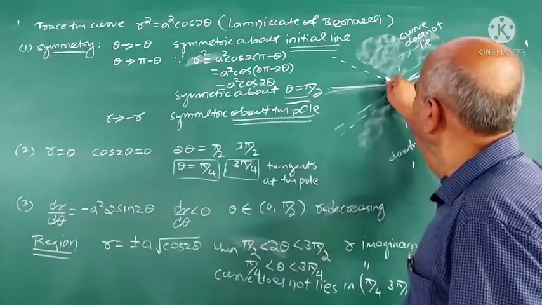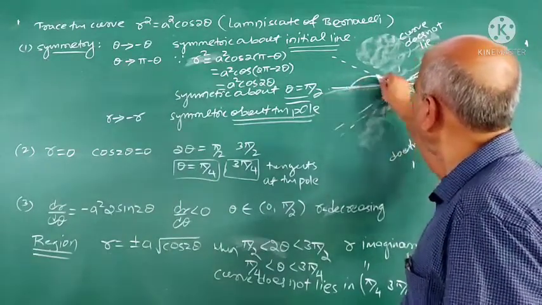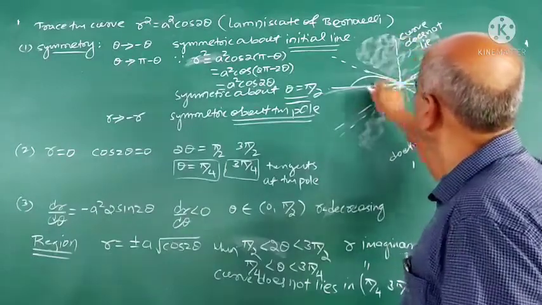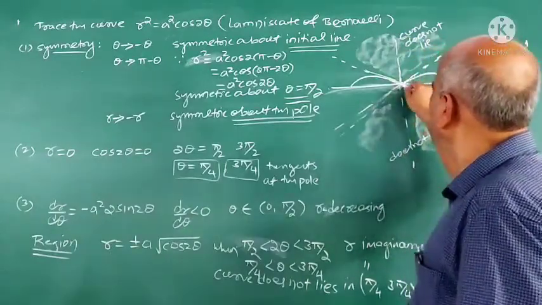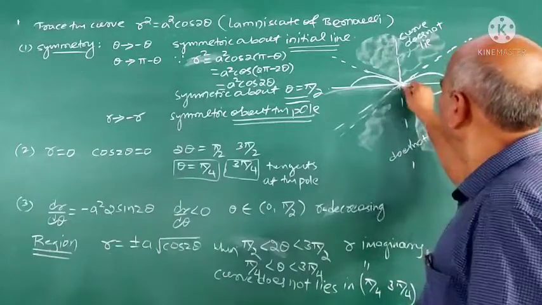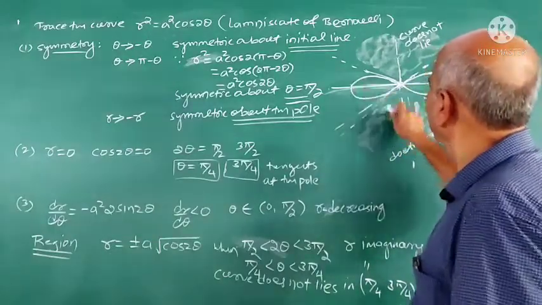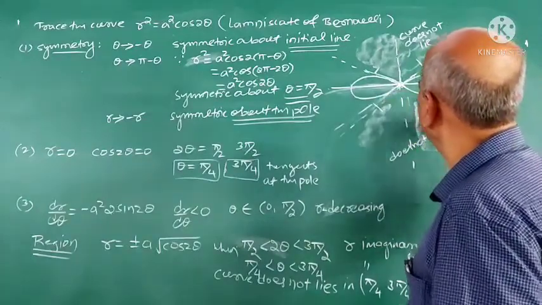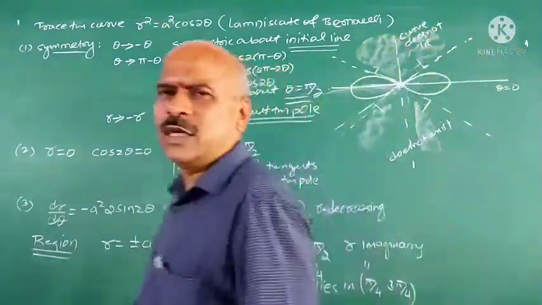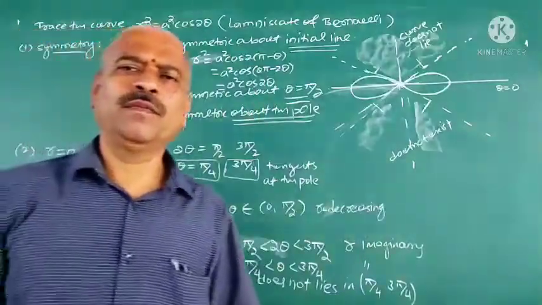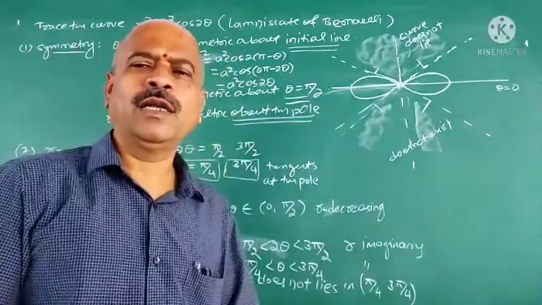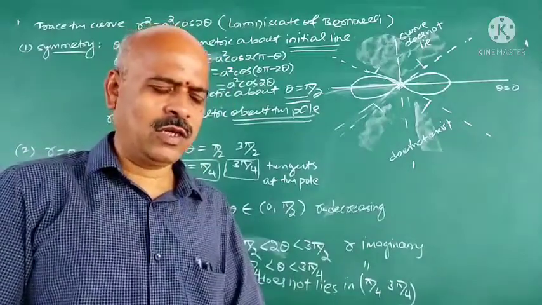Because of symmetry, it is symmetric about pi by 2, so we have these two branches. Symmetric about the initial line, we have these two branches. And in this region, the curve doesn't exist. And this is the shape of the curve. This is called the lemniscate of Bernoulli.